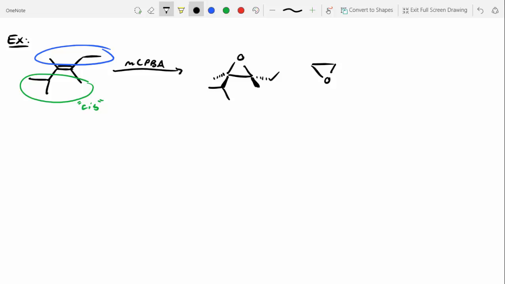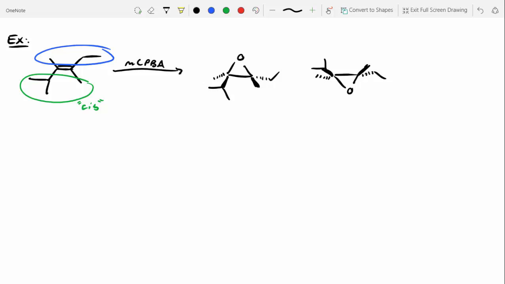Same thing with this one. Over here, you would have this isopropyl group as a wedge, this methyl group as a wedge, this ethyl group as a dash, and this methyl group as a dash. Why not just try an enantiomer? Well, are these enantiomers? Let's just stop and double check.